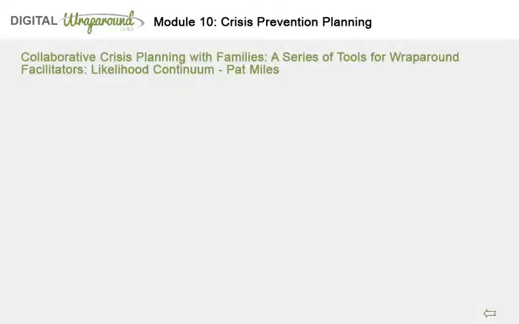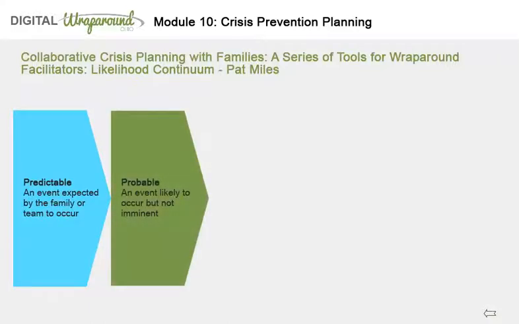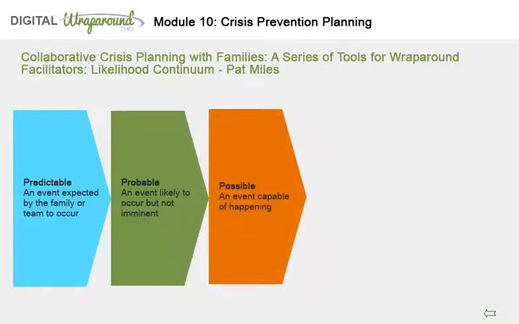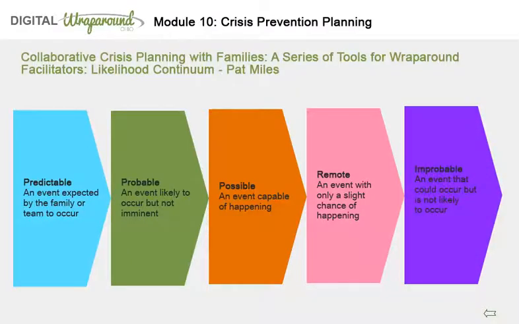Pat Miles has the family and team next consider the second dimension in determining the level of crises or safety need of the youth. Again, Pat has developed a continuum that helps the family identify the probability or likelihood of the event happening. Pat breaks this down into 5 different levels. An event that is predictable is expected by the family to occur. If an event is probable, it is likely to occur, but not imminent. If an event is possible, it is capable of happening. If the probability is remote, it only has a slight chance of occurring. And if an event is improbable, it could occur, but is not likely to occur.